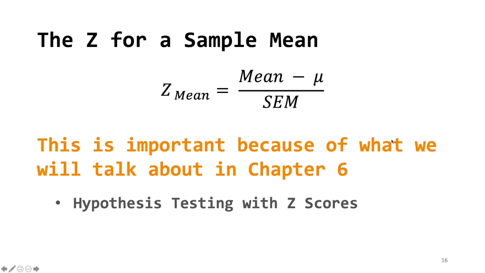So the Z for a sample mean is going to be the mean of our sample minus the population mean divided by the SEM. This is a really important concept. The things that are part of this, the sample mean, the population mean, and the SEM. We'll talk about this more when we get more into the hypothesis testing, especially with t-tests.